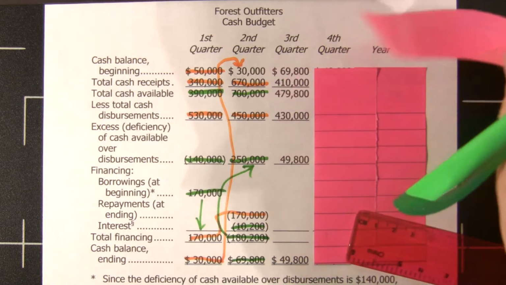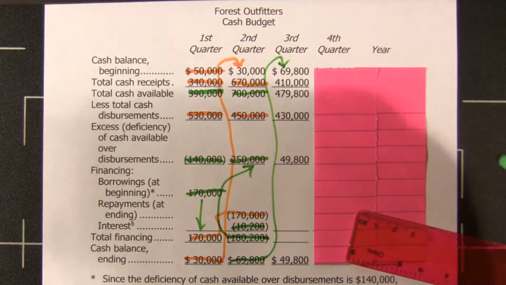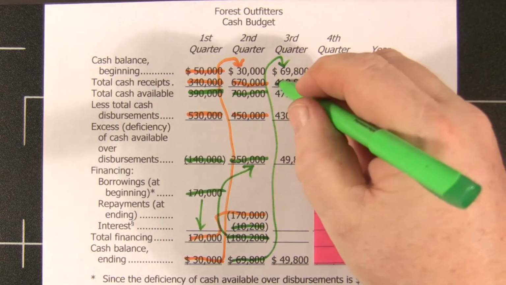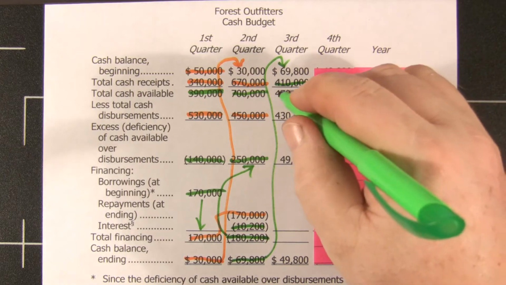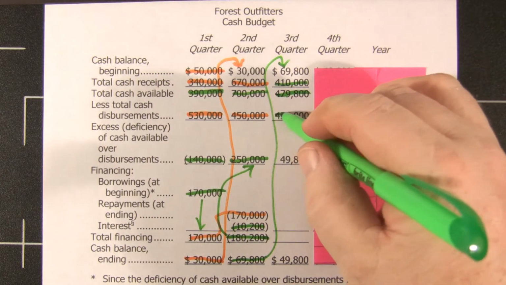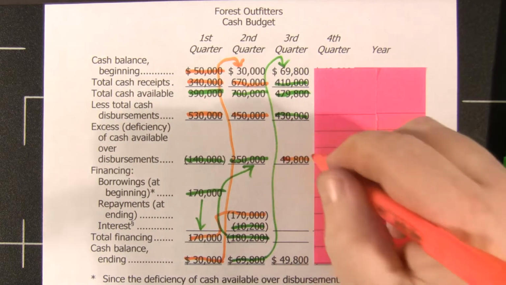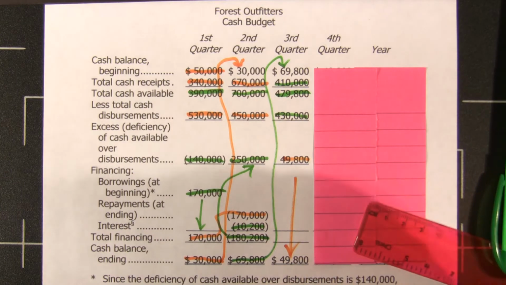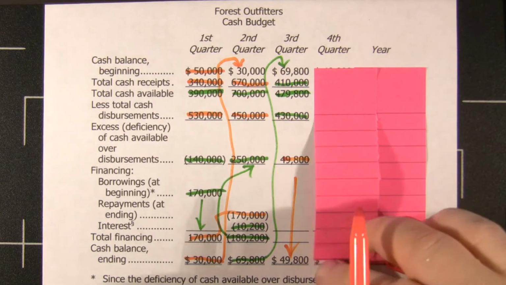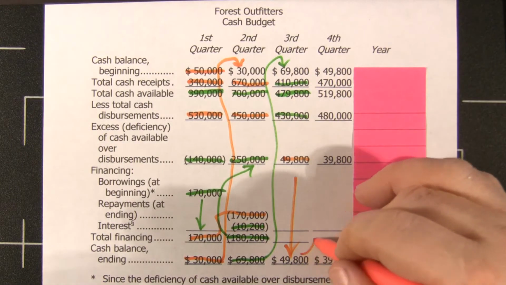That's our cash at the end, and that's where we begin. And the same process begins again. We're told that we're going to receive $410,000. That gives us $479,000. We need $430,000. We have $49,800 additional. We just bring that straight down. We don't need to borrow or repay. And that's the amount we'll begin with next quarter.